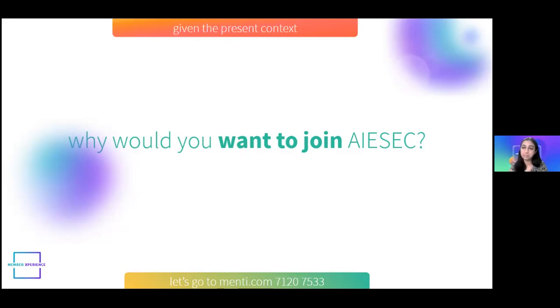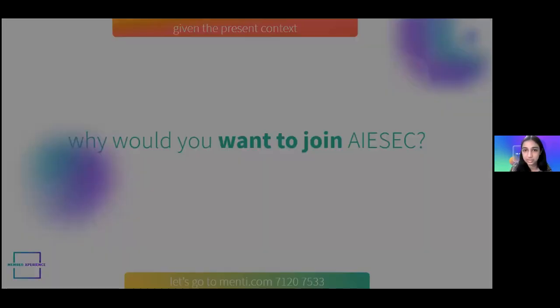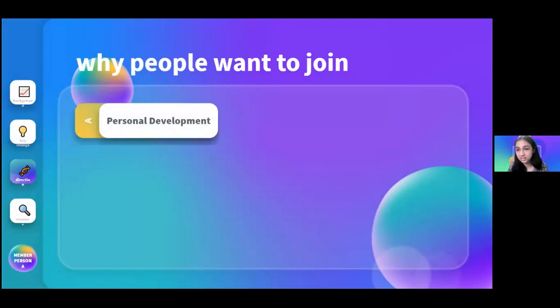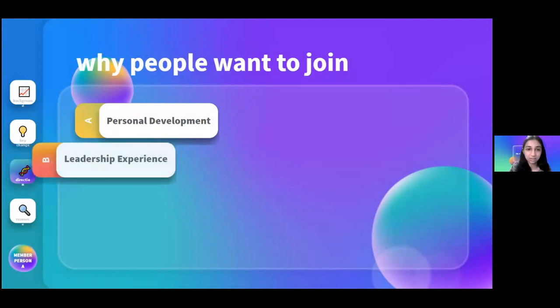And this is exactly what members will be learning once they join the organization, or at least would be experiencing when they join the organization, right? So we can simplify because we are also one of them. So why people want to join ISIC is first, personal development. I think this was the first response that I got on menti.com.